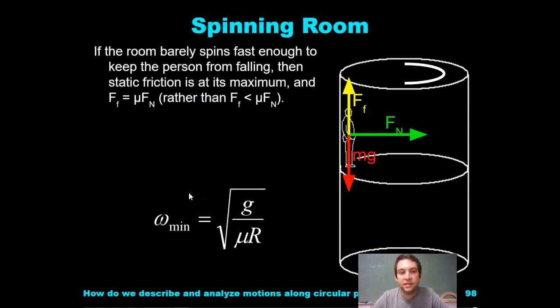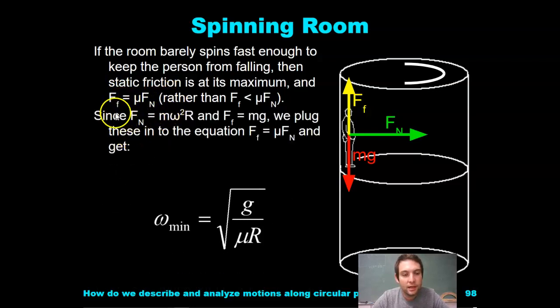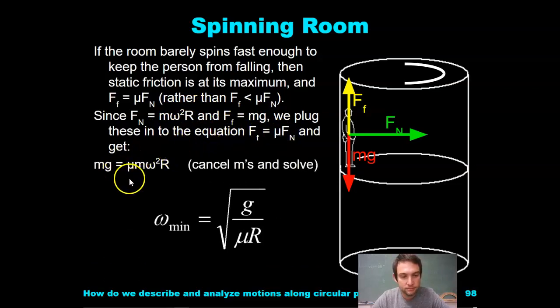If the room barely spins fast enough to keep the person from falling and the static friction is at its maximum, then our frictional force is mu Fn, maximum, then Fn equals m omega squared times r, and Ff equals mg. We can plug these in to get frictional force equals mu times Fn. Cancel out these m's and solve for the speed that can barely get the person around the circle without falling.